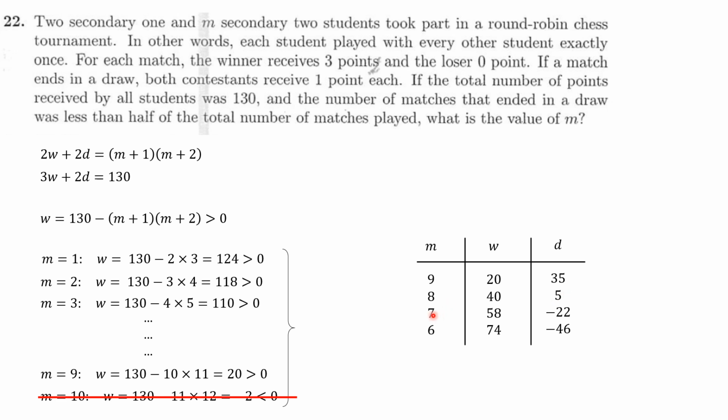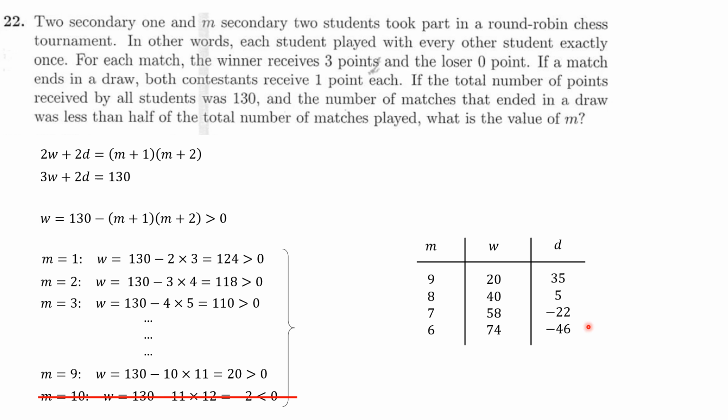If I plug in m equals 7, I'm going to end up with winners 58, and then the number of games that ended in a draw is minus 22. So there is no point in going any further from here because we cannot have a negative number of games that ended in a draw, right? So we could have just stopped here.